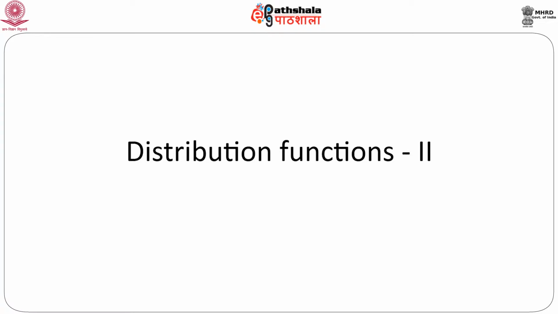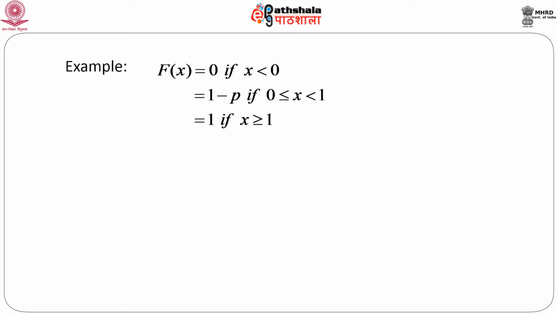In continuation with the last class where we discussed some very basic properties of a distribution function, here we are going to discuss something more about distribution functions. Let us consider one example of a distribution function. In the last class we considered this distribution function. Here let us see how it looks. Capital F(x) takes the value 0 if x is less than 0, equals 1 minus p if 0 is less than or equal to x less than 1, and 1 if x is greater than or equal to 1.